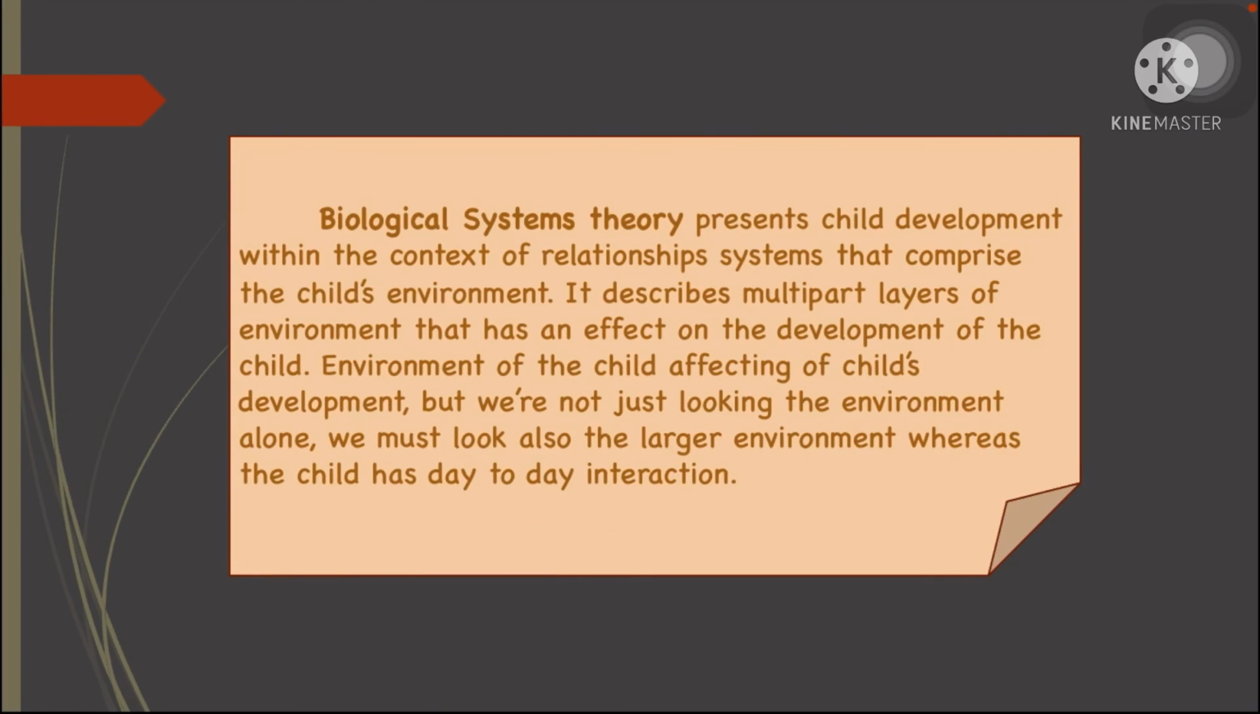Ecological system theory presents child development within the context of the relationship system that comprises the child's environment. It describes multiple parts, layers of environment that have effect on the development of the child. The environment of the child affects child development. But we're not just looking at the environment alone. We must look also at the larger environment whereas the child has a day-to-day interaction.